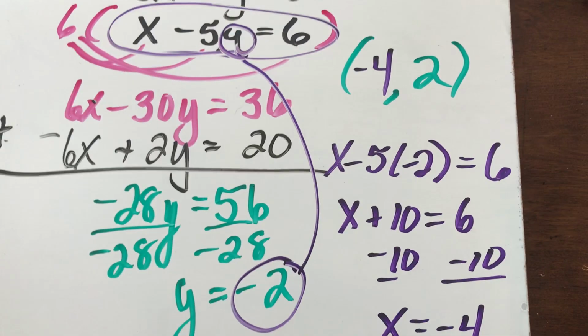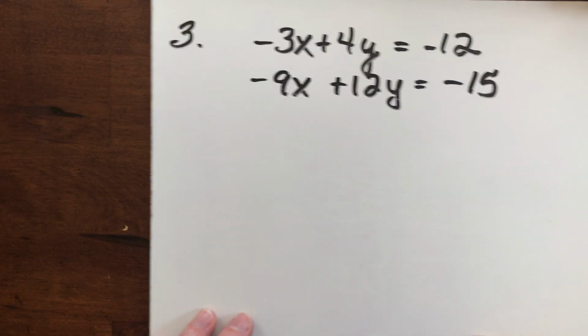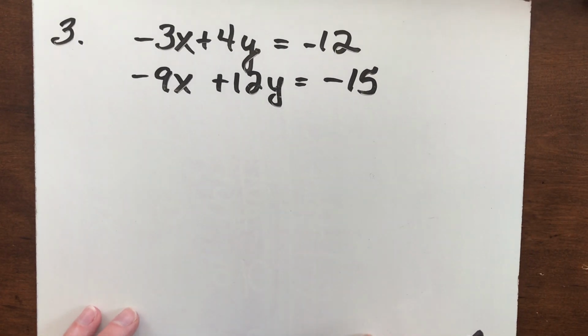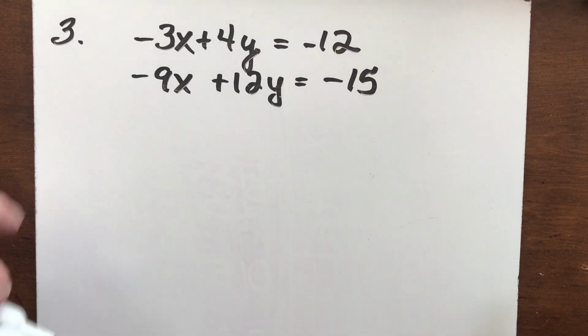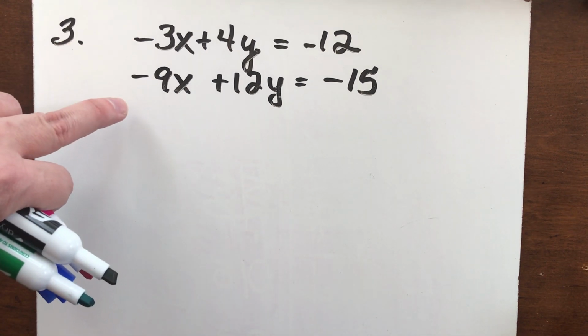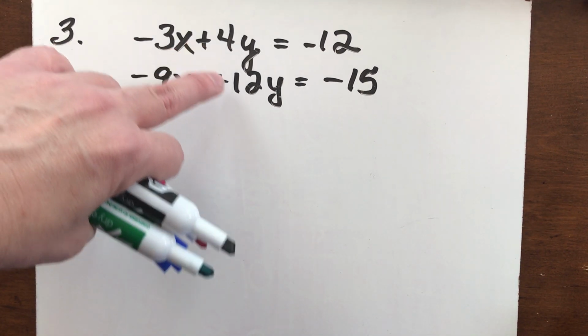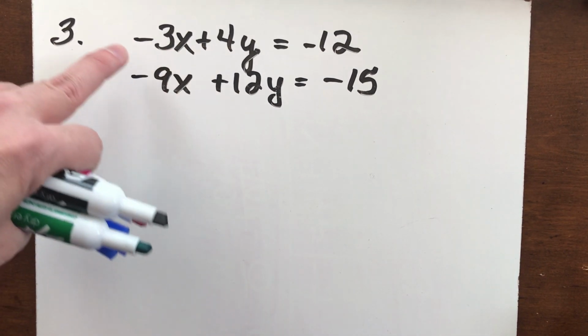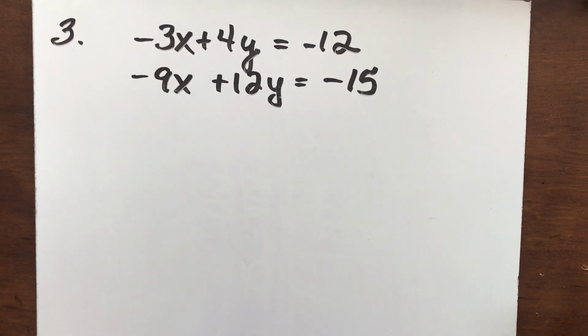All right, now that was with one choice. What happens if you've got two possible choices? So if you look at your coefficients, negative 3 can go into 9. Don't worry about the signs right now. And 4 can go into 12. So you get to choose which one you want to do.